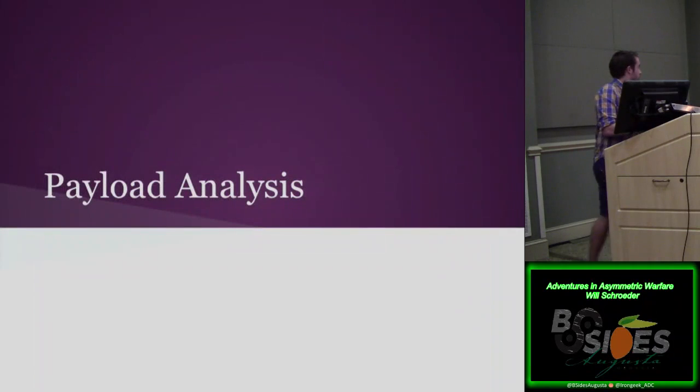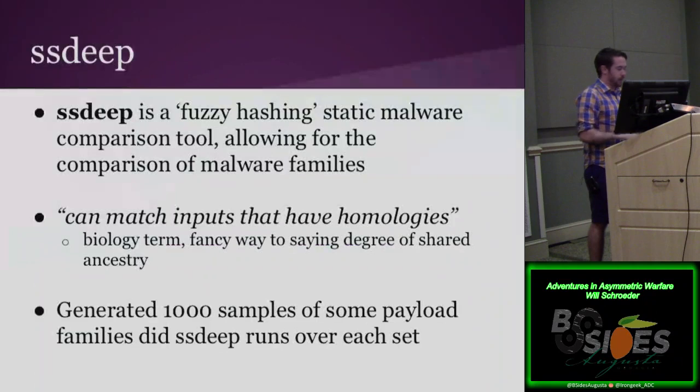Cool. I'm going to finish up by going over a little bit of analysis of some of the payload families. SSDeep is a fuzzy hashing static malware comparison tool, also called context-triggered piecewise hashes, and it allows for the comparison of different malware families. From its documentation, it says it can match inputs that have homologies. That's just a fancy biology term, which is basically a way of saying, how can you measure the shared ancestry of two different bits of information?